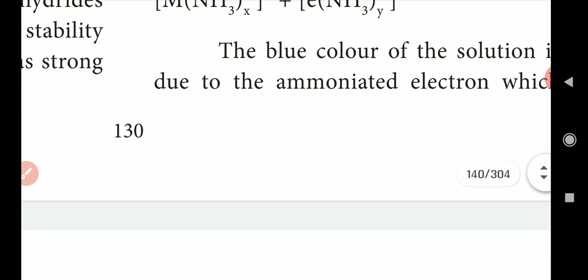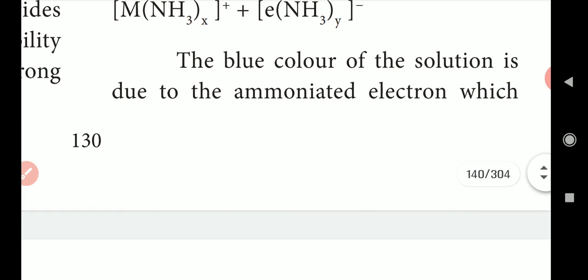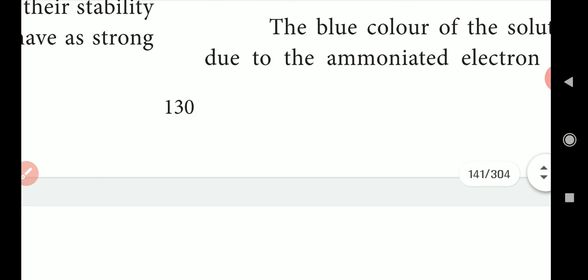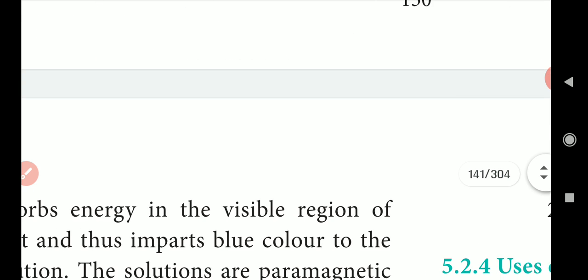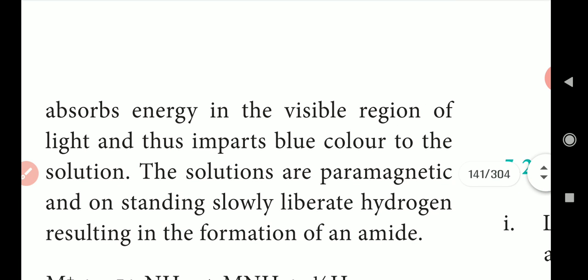The blue color of the solution is due to the ammoniated electron, which is responsible for the color. The ammoniated cation is not responsible for the color of the solution. The ammoniated electron is responsible for the color of the metal in ammonia solutions; it absorbs energy in the visible region of light and imparts the blue color. The solutions are paramagnetic.